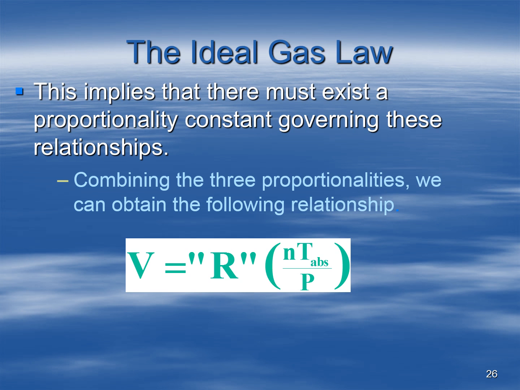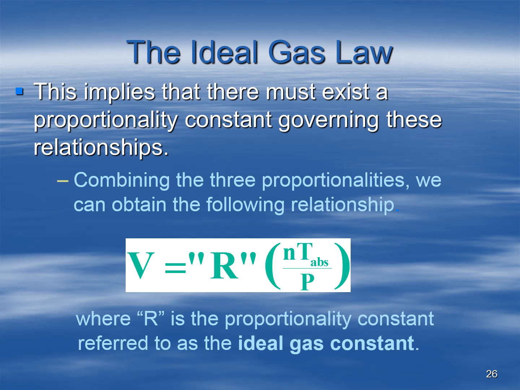Volume is directly related to moles, which is n, and T, which is temperature, and inversely related to P, which is pressure. And so there's some constant that relates all of these, and they call it R. R is called the proportionality constant, referred to often as the ideal gas constant.